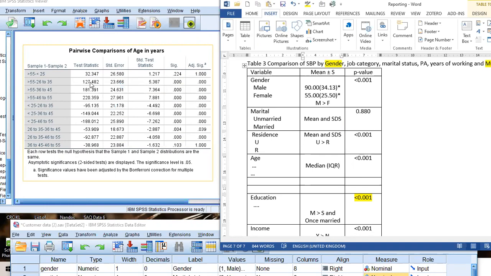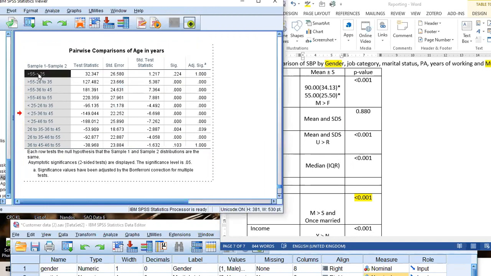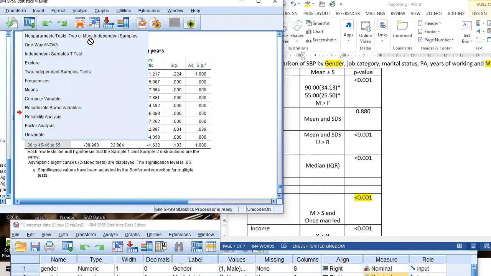Which pairs are different? You look inside here, right? Pairwise. So first comparing 25 and 55, is there a difference? No difference. This and this, no difference. So it is very difficult to see from here which pair is different. So we do the medians.